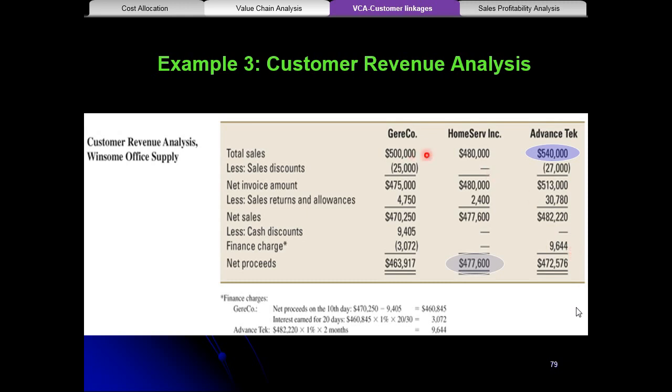So the difference here is that for every dollar you sell to Jerry Company, out of 500,000, you're getting 463 in your bank account. For Home Service, 480,000, you're getting 477 in your bank account. Advanced Tech, 540,000, you're getting 472 in your bank account. Interesting. Out of these, Home Service is by far much more efficient.